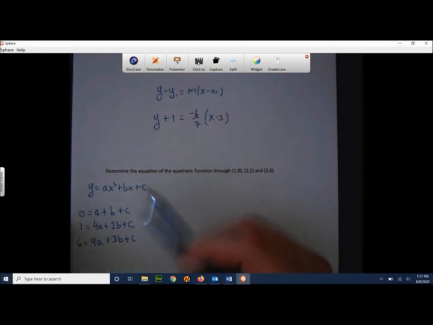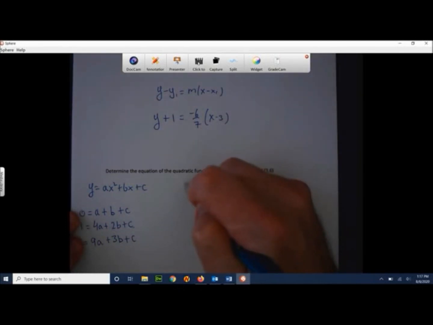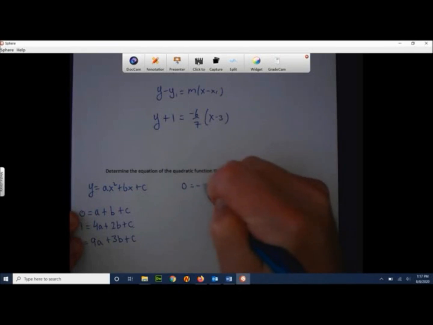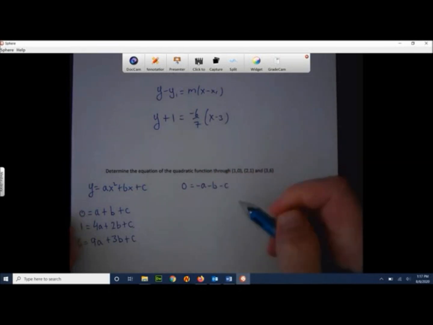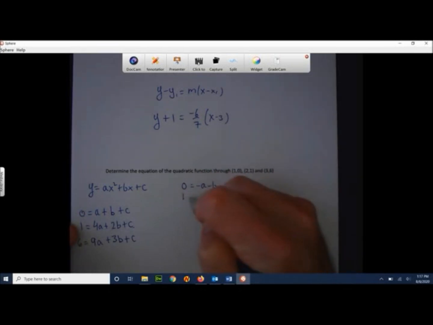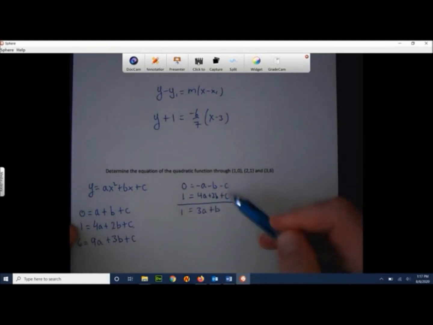All right, so I'm going to multiply this first equation by negative 1. I'm going to have 0 equals negative a minus b minus c, and add it to this one. 1 equals 4a plus 2b plus c. Add those, I get 1 equals 3a plus b, and the c's add up to 0.